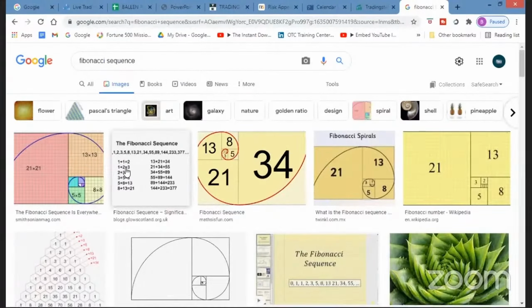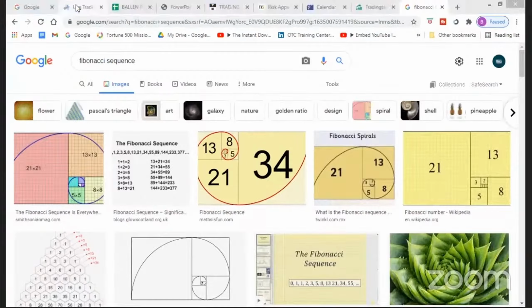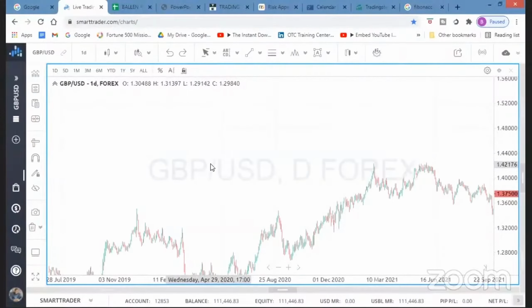1 + 1 = 2. 1 + 2 = 3. You see how that goes? 2 + 3 = 5. 3 + 5 = 8, and so on and so forth into infinity. So the main thing that you need to know is that it's all about the pattern. It's all about patterns. It's all about the math, and the Fibonacci tool, the retracement and the extension tool, really helps us to understand that.